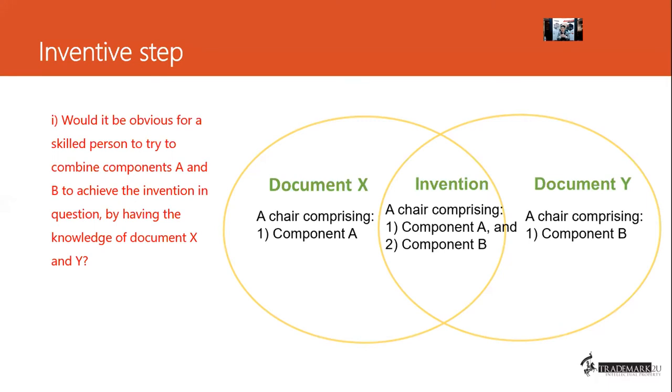Why yes? Because if the skilled person, after reading these two documents, A, X and Y, knows about the existence of component A and B, and he or she could have known how to incorporate, how to mix these things together. So that is obvious.